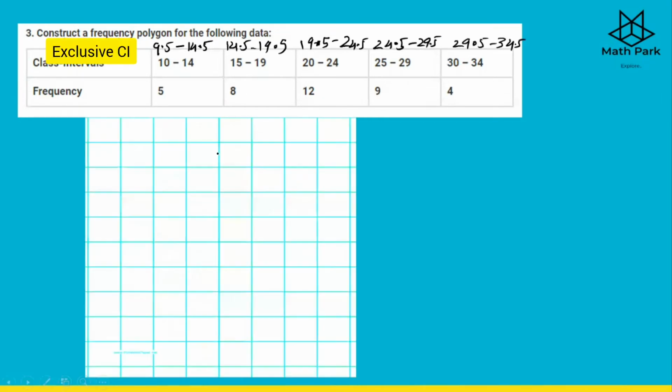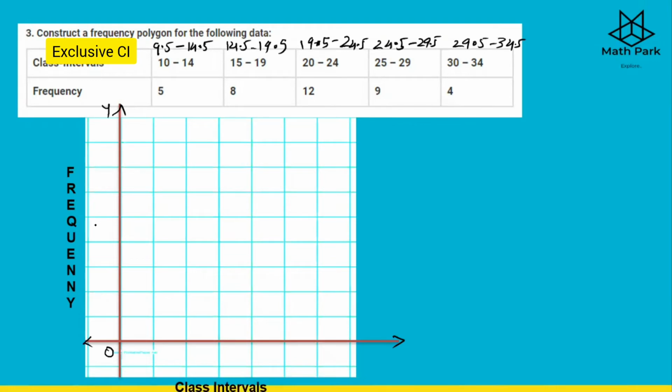So these are the classes for the graph. On graph paper, we draw our x-axis and y-axis. Where the x-axis and y-axis meet is our origin. We take the frequencies on our y-axis and the class intervals on the x-axis. Now what is the gap over here? The gap is 5. The class size is 5 here: 14.5 minus 9.5 is 5. So we start with 9.5 over here, and then we have here 14.5.